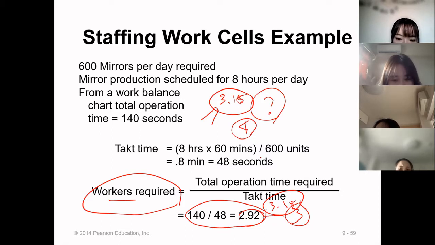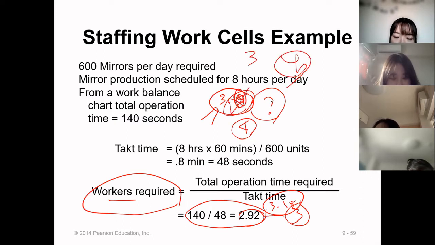I need to employ 4 workers. Why 4? Because 3 is not enough. Because it is 3.15, because you have that additional 0.15. If you employ 3 workers, who is going to do this? So you need 4 workers.